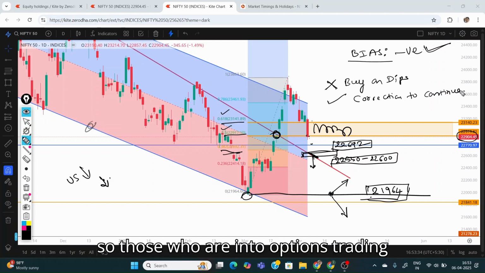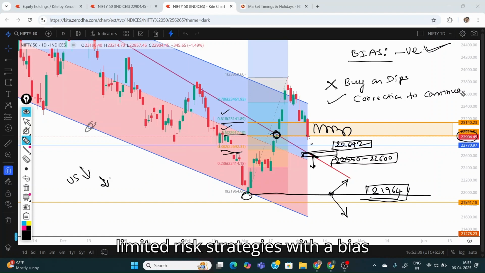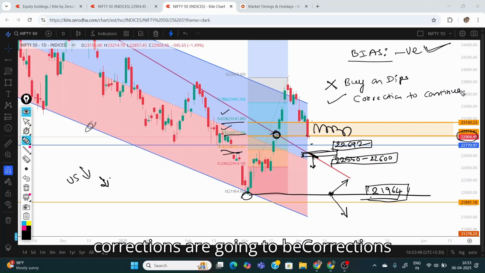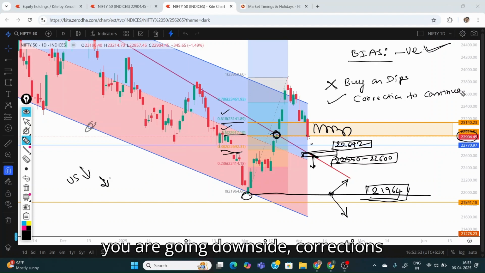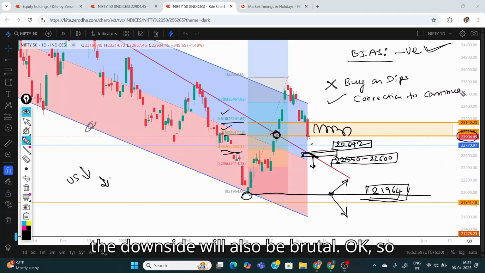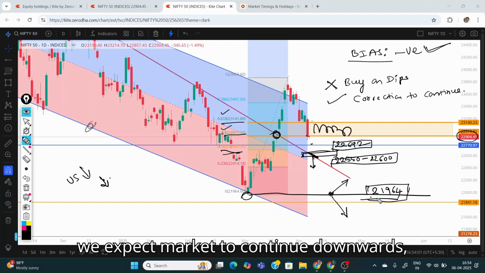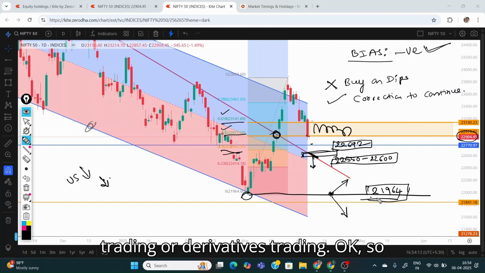Those who are into options trading, derivatives trading, may opt for limited risk strategies with a bias on the downside, protecting on the upside. When you are going downside, corrections towards the upside are going to be brutal. When you are going upside, corrections on the downside will also be brutal. So we expect the market to continue downwards, but to be on the safe side, protect your upside with far out of the money options in case you are into options or derivatives trading.